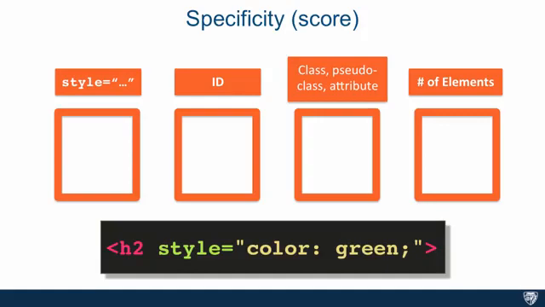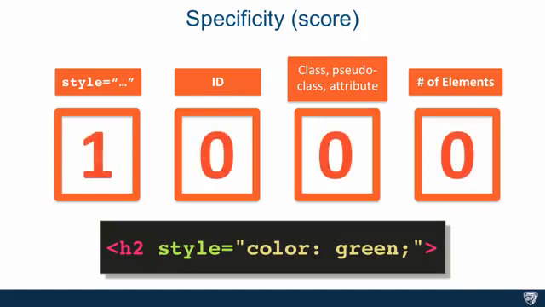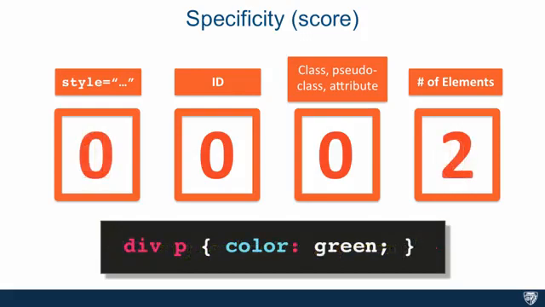So if we take a look at this example, which says h2 style equals color green, we see that we're using the style attribute, which means this box gets a 1 and the rest of them get a 0. And this is pretty much the highest score, 1000, that you can get. Taking a look at a different selector, for example, div, p, and color green, you see that it's not defined inside of a style attribute, so that gets a 0. There's no ID selector, so that gets a 0. There's no class definition selector either, so that gets a 0. But there's 2 elements. Here we're using a descendant combination of selectors, div and p. So therefore, the number of elements that we have is 2. That's why the last box gets the number 2.